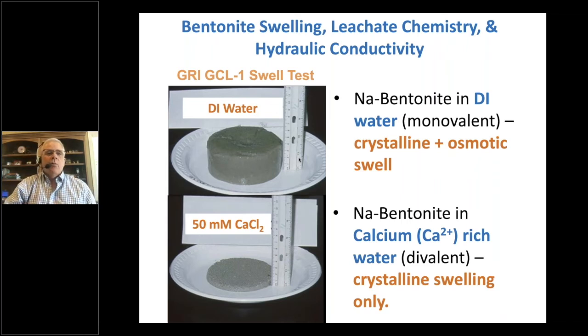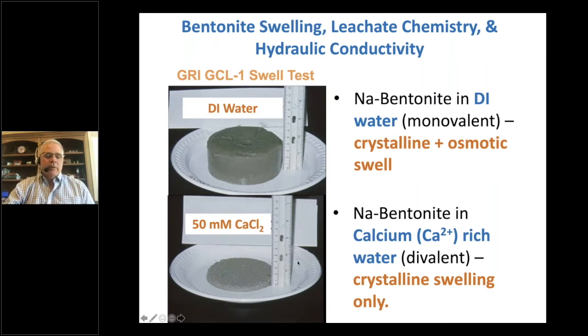So you can imagine a compaction mold, a thin layer of bentonite in the bottom. And if I pour DI water in it, that thin layer would swell into this thick gelatinous patty. That's what I see right here on the top. That's osmotic swelling. That's in deionized water. We'll get a little bit of crystalline and almost all osmotic swelling. That bentonite layer, which starts off at really about maybe 5 millimeters thick, swells to on the order of about 40 millimeters thick, almost 10 times its original thickness.